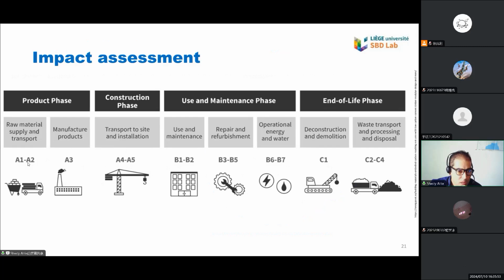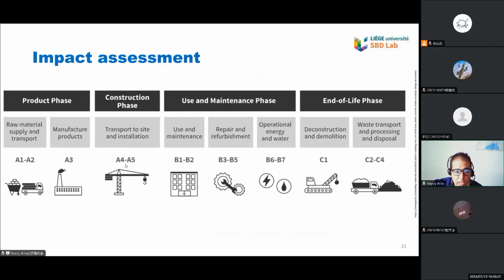But to give you an idea, phase A is simply the product phase, where we have raw material supply and transport. Then we are manufacturing these materials at the factory level. This is the A3 level. So we can say A1 to A3 means the raw material extraction, supply and transport, and the manufacturing of the products that will be used in the process.